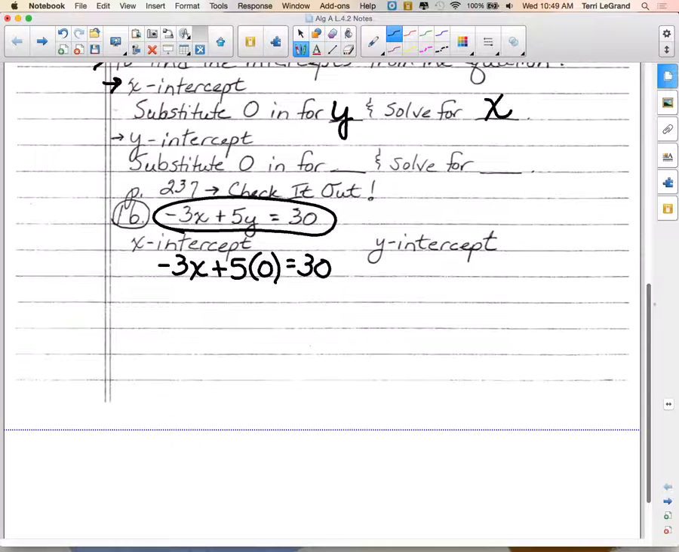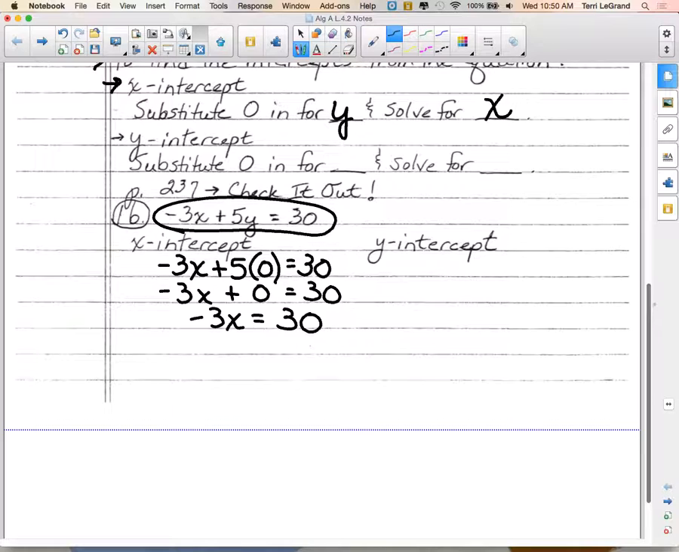So you'll show the substitution step, and then we'll go about solving this. First, we're going to do some simplifying. What is 5 times 0? 0. And so we have negative 3x plus 0. What happens when you add 0 to something? What's negative 3x plus 0? It stays negative 3x, doesn't it? So this is really going to be negative 3x equals 30.